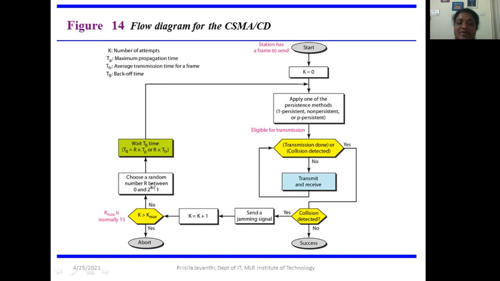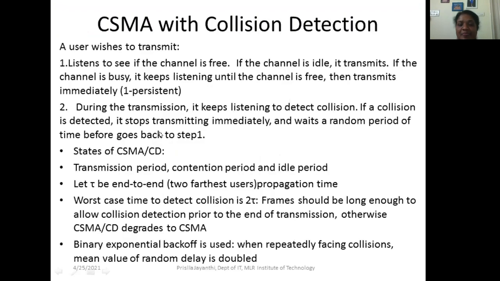Choose a random number r between 0 and 2 to the power of k minus 1. Then we can calculate the waiting back-off time, which is nothing but r times Tfr, which is the average transmission time for the frame. Now let's see what happens.